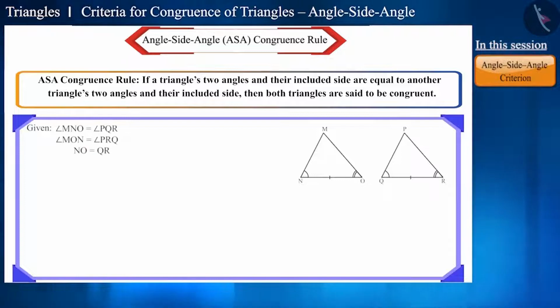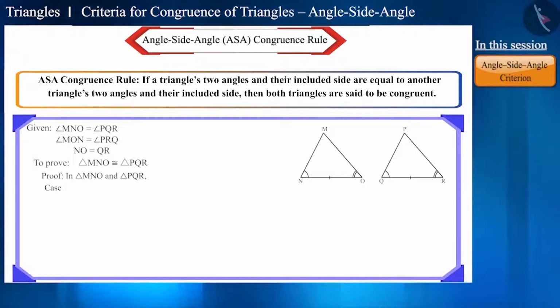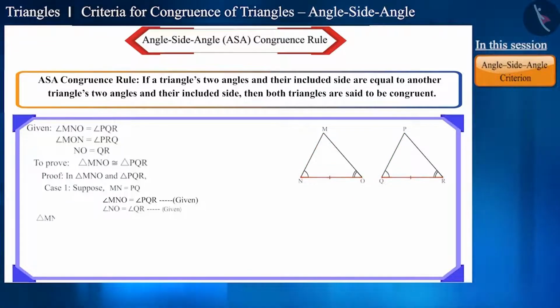Here we are given that these angles and side are equal, and we have to prove that both these triangles are congruent. If we use the SAS, that is side angle side criterion, for the congruence of both the triangles, then there are three possibilities here. First, if we assume that side MN and side PQ are equal, and we are given that angle MNO and angle PQR are equal and sides NO and QR are equal, both these triangles will be congruent according to the SAS congruence rule.